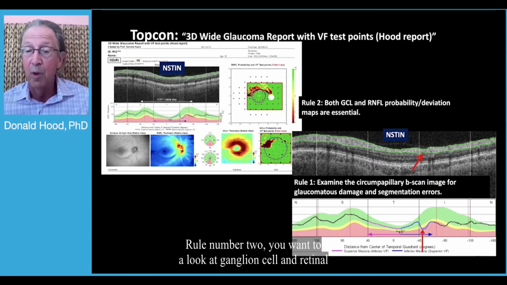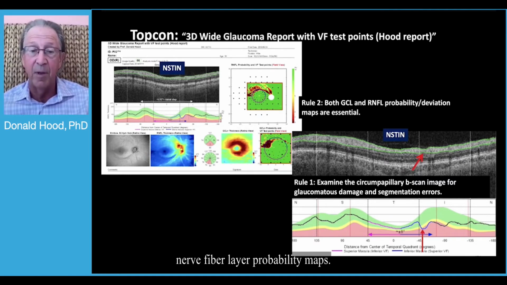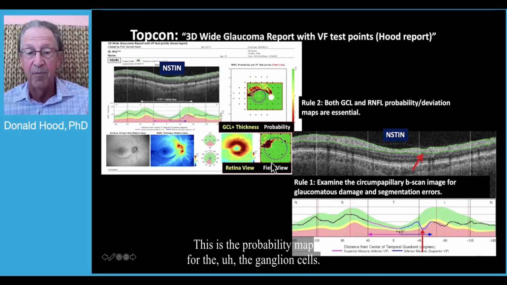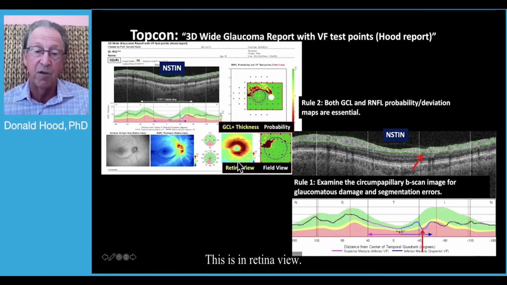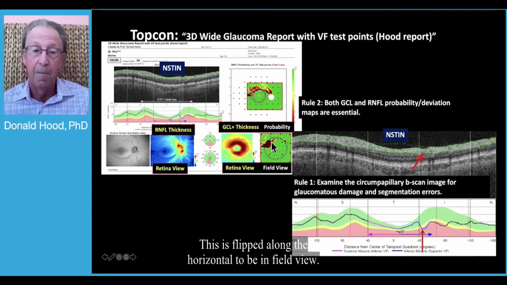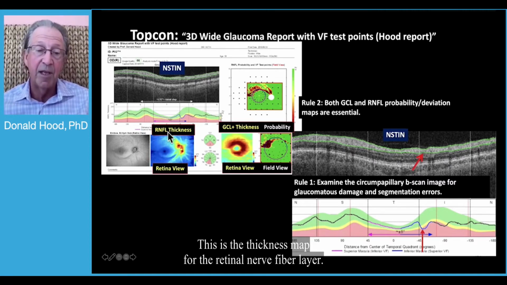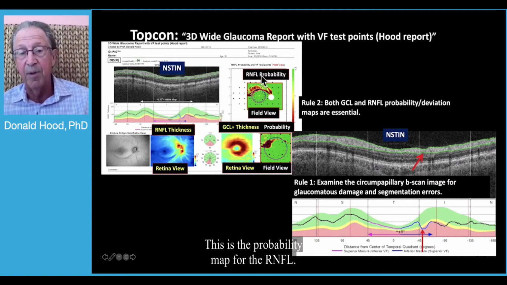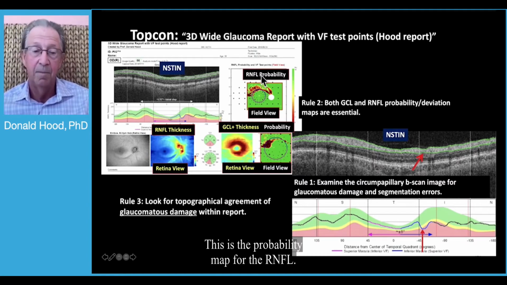Rule number 2, you want to take a look at ganglion cell and retinal nerve fiber layer probability maps. So again, let's review. This is the thickness map. This is the probability map for the ganglion cells. This is in retina view. This is flipped along the horizontal to be in field view. This is the thickness map for the retinal nerve fiber layer. This is the probability map for the retinal nerve fiber layer.